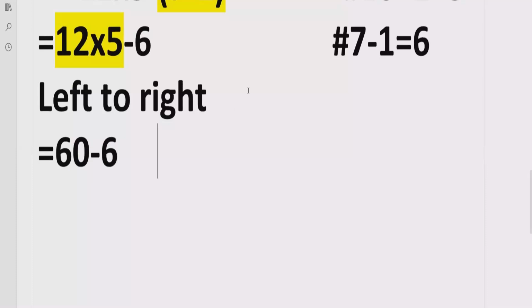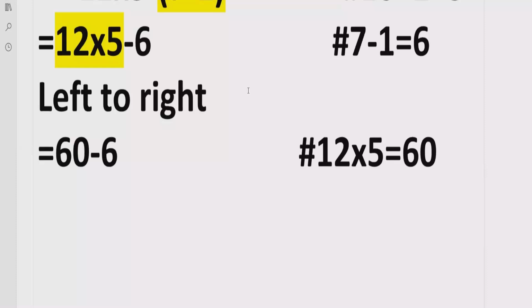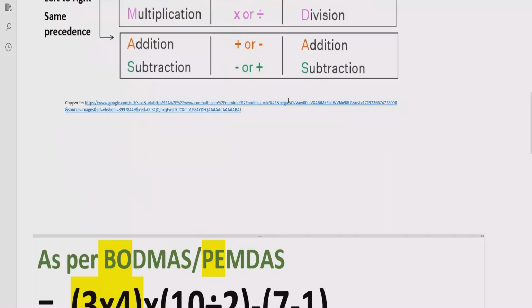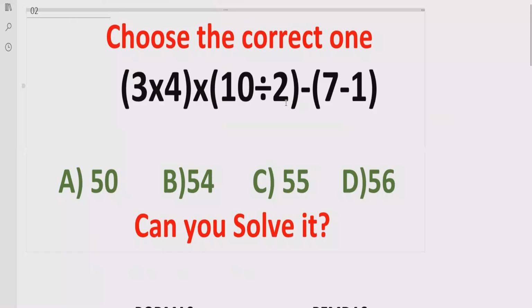Now we will give the reference 12 multiplied by 5 equals 60, and now we have two terms which are subtracting each other. So here we have the answer, 54. So the answer of the given expression is 54. I hope you understand how you can solve this expression using PEMDAS and BODMAS method and get the correct result. You can see the answer B is the correct answer.